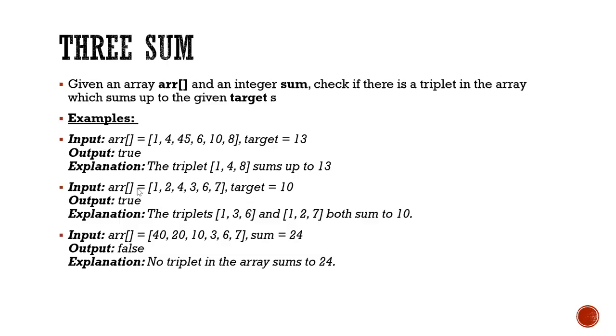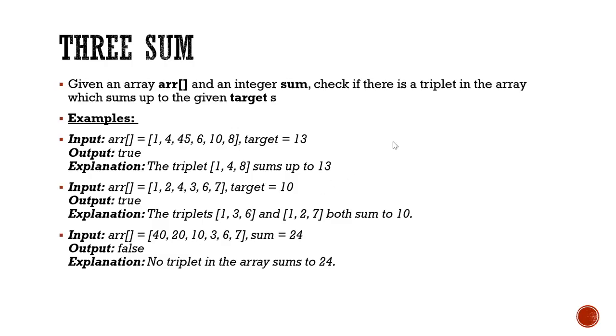The input array of the second example is 1, 2, 4, 3, 6, 7, and the target is 10. So 6 plus 3 is 9, plus 1 is 10. It sums up to the target value 10, and even 7, 2, 1 sums up to 10. Even if it contains one of them, you should return the output as true. And in the third array, we have 40, 20, 10, 3, 6, 7, and the target is 24. So there is no triplet to form the sum 24. We return false.